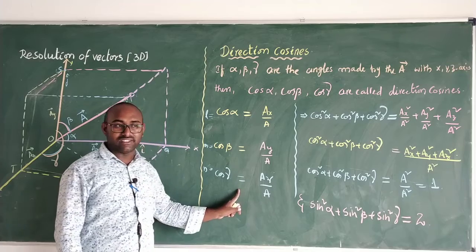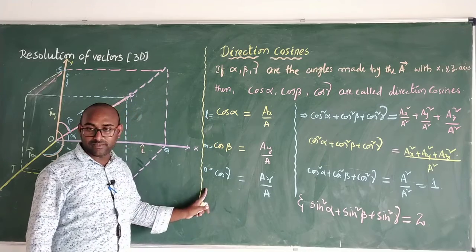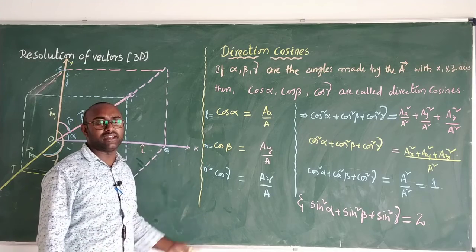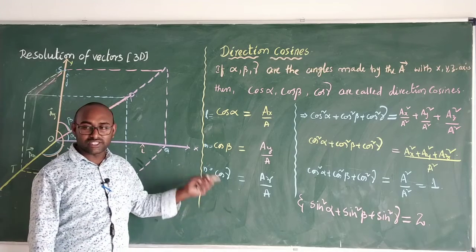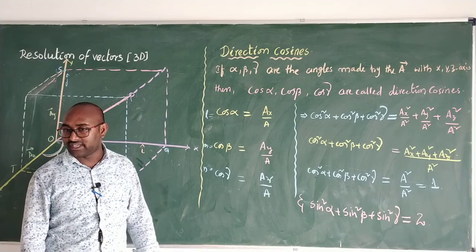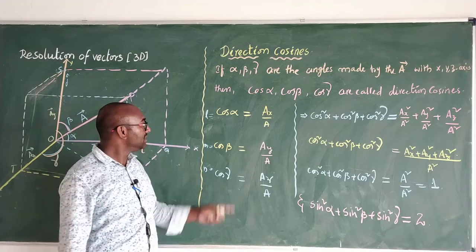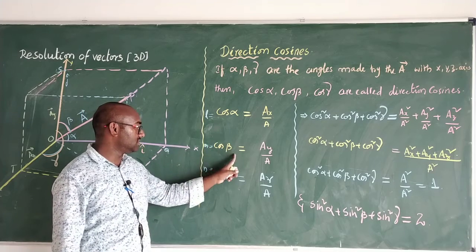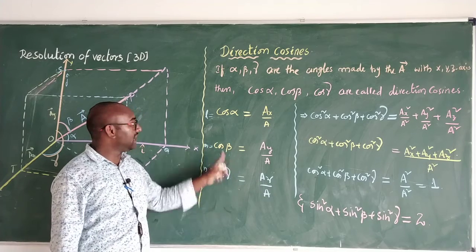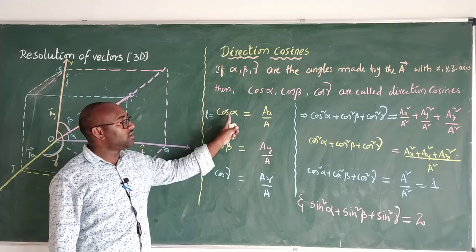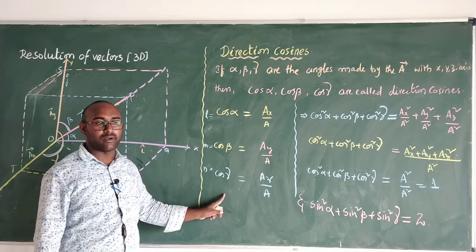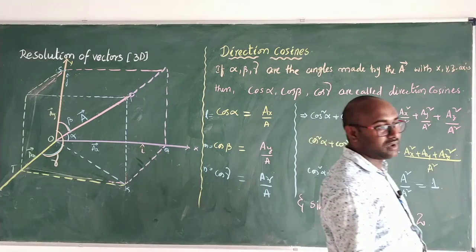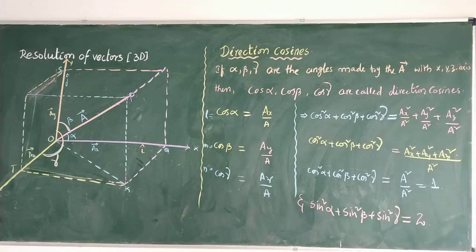In that case, what will they say? If L, M, N are the direction cosines, then L square plus M square plus N square is equal to how much? 1. Why? Because L, M, N are direction cosines. That means L is equal to cos alpha, M is equal to cos beta, N is equal to cos gamma. Therefore, L square plus M square plus N square is nothing but cos square alpha plus cos square beta plus cos square gamma. That means L square plus M square plus N square is equal to 1. Clear? Like that also they will mention.